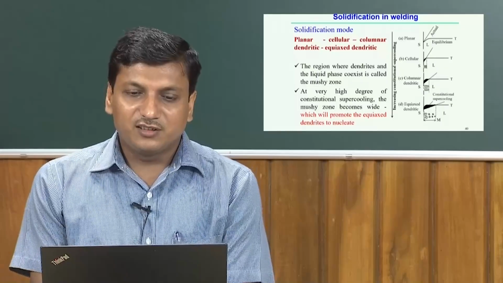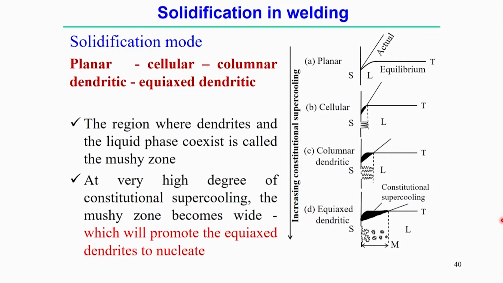Now, from this figure we can see four types of solidification mode: planar, cellular, columnar dendrite and equiaxed dendritic structure. Here you can see that increasing the constitutional supercooling transforms the structure from planar. A very low amount of constitutional supercooling promotes the formation of a planar solid liquid interface, but if the constitutional supercooling is very high, it promotes a structure like the equiaxed dendritic structure.